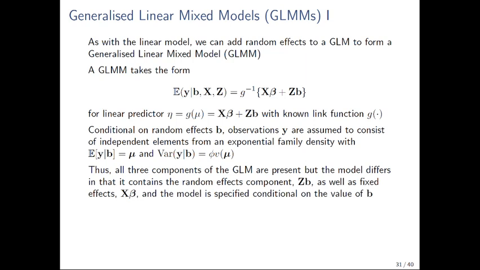Conditional on the random effects b, the observations are assumed to consist of independent elements from an exponential family density with conditional mean mu and conditional variance phi times the variance function of mu. So all three components of the GLM that we discussed in the last lecture are present. We have a distribution, the random component, we have a systematic component, and we have the link. But the model differs, of course, in that when we introduce the mixed element, it contains random effects components as well as fixed effects, and the model is specified conditional on the value of b.